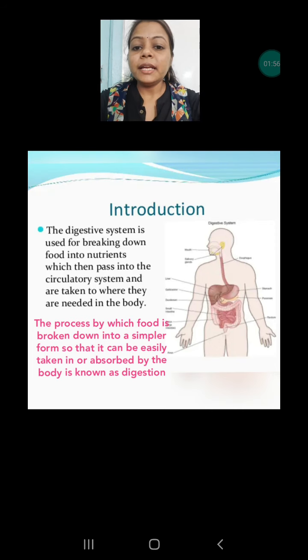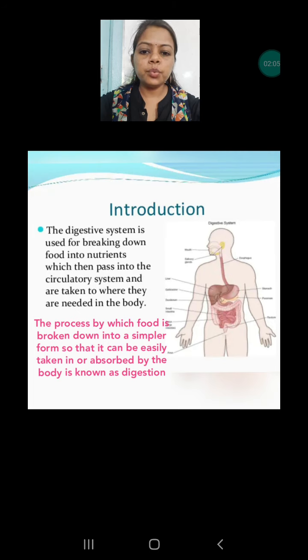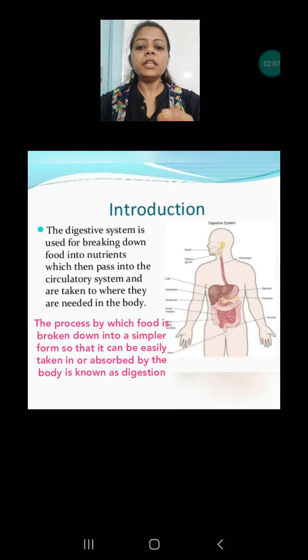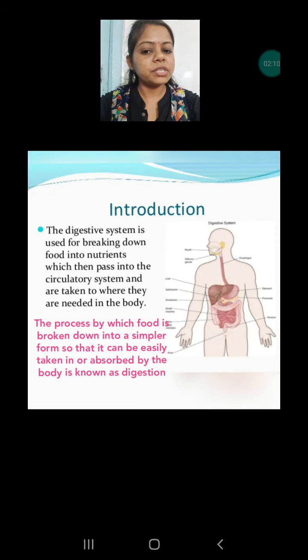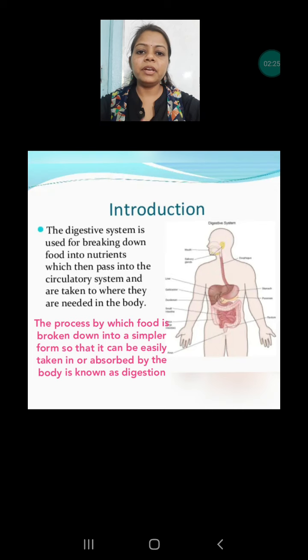Let's read. The digestive system is used for breaking down the food into nutrients, which then pass into the circulatory system and are taken to where they are needed in the body. The process by which food is broken down into a simpler form so that it can be easily taken in or absorbed by the body is known as digestion. Obviously, whatever we are eating cannot be taken by our body directly, because it is very big, okay? When we are eating an apple or any kind of food item, it is very big in size, but bite by bite we eat, we chew it and convert it into smaller pieces.